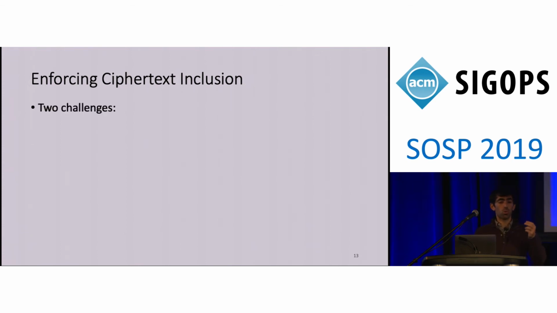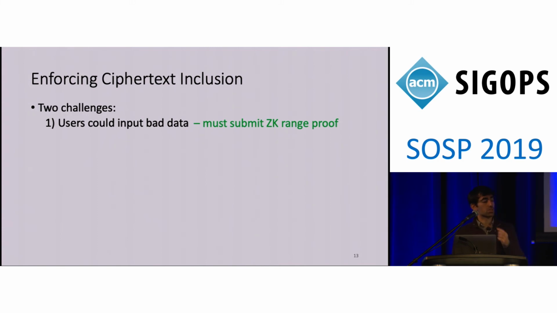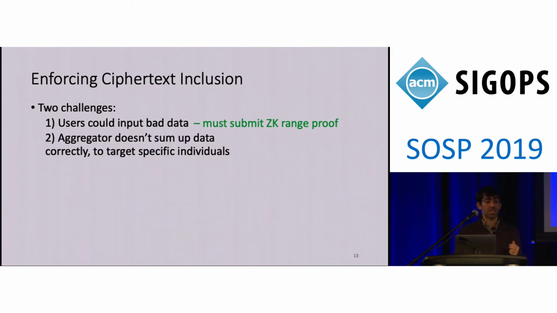Now, once we have these ciphertexts, there are still two challenges here that are a little bit subtle. One is that users could input bad data. If I was inputting only values between 0 and 1, and I just uploaded a value of 1,000,000, I could completely mess up the aggregator's results. For this, we require users to submit a small zero-knowledge range proof that just proves that their value is in a certain range. We also want to protect against the aggregator not summing up data correctly in order to target specific individuals.